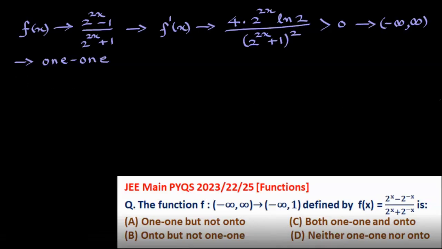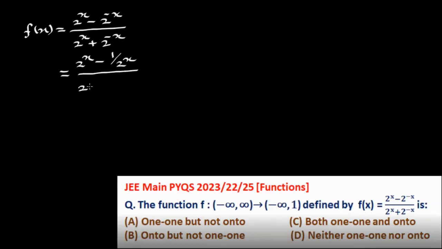Next we will find the range of f(x). For this we will find limits at the boundaries of the domain minus infinity to infinity and see if the limits as x tends to infinity and x tends to minus infinity are equal, and accordingly we will decide whether the function is onto or not. Now let us see the solution in detail.